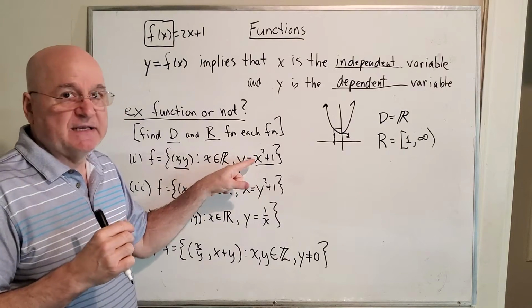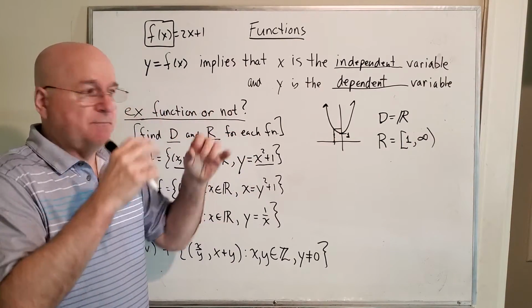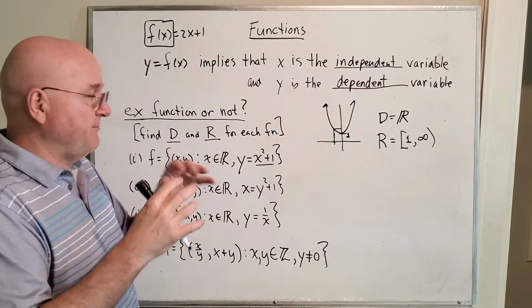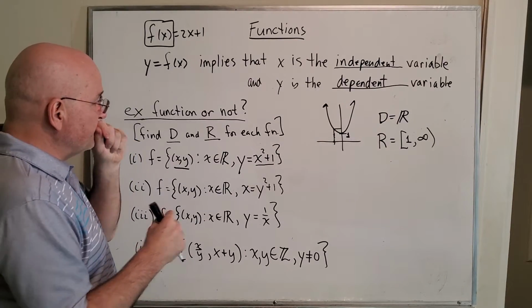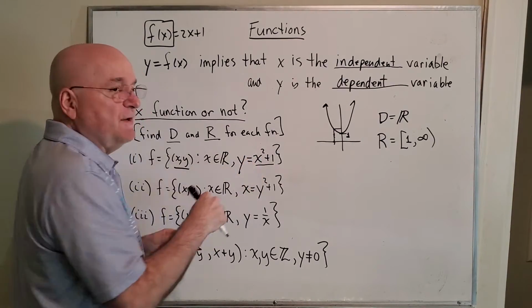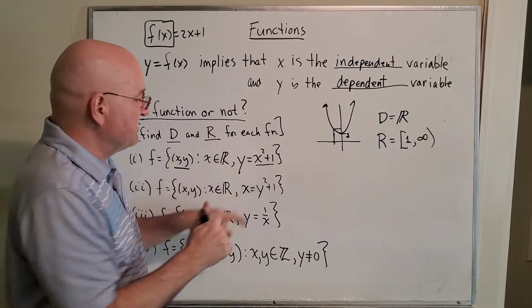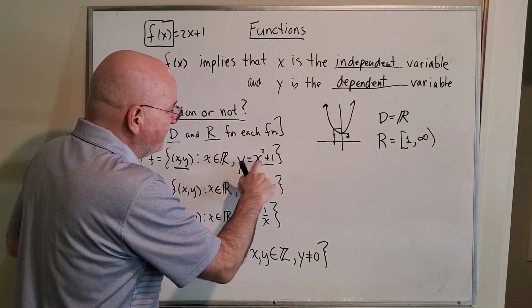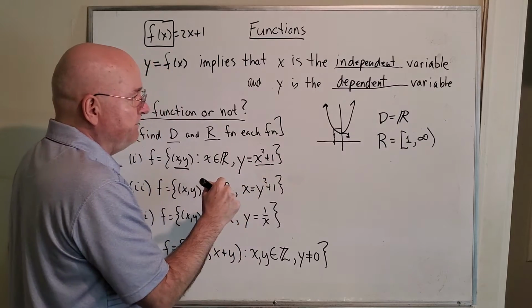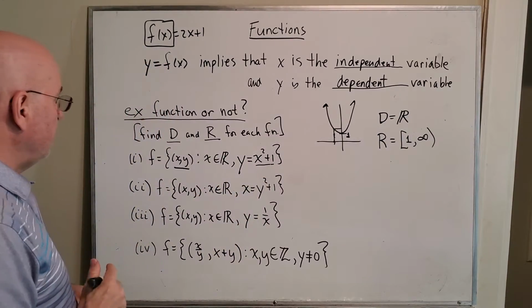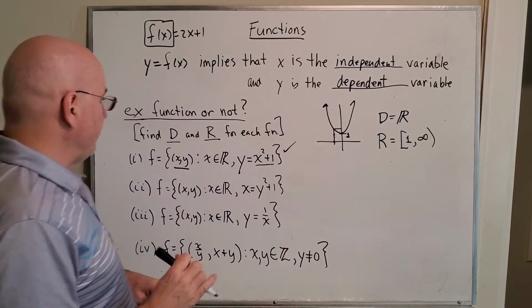Because if you plug in a negative, it's going to become positive. A positive is going to remain positive. So this x squared can be any number from 0 to infinity, but we're adding 1 to it. So the smallest this can be is 0 plus 1, which is 1. Okay, that takes care of number 1.